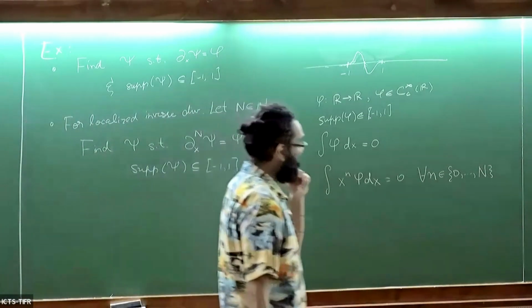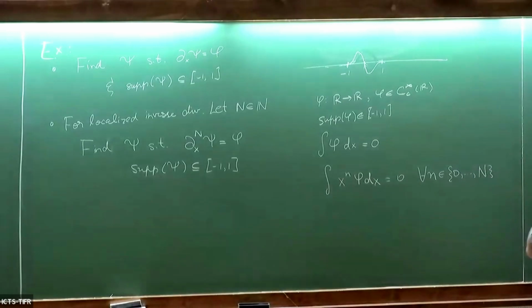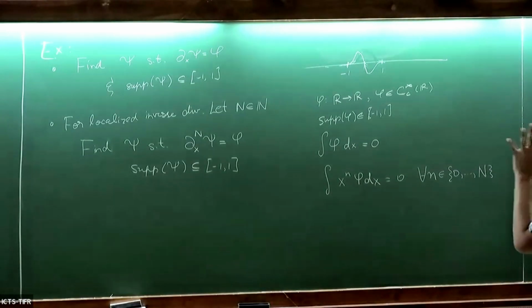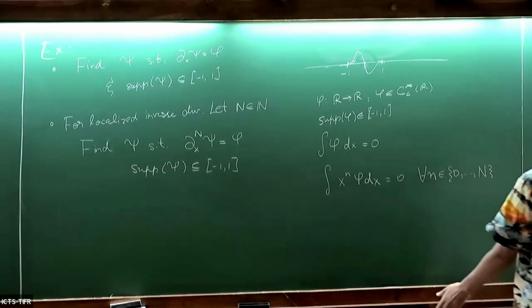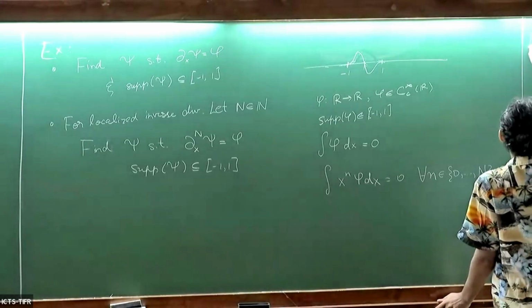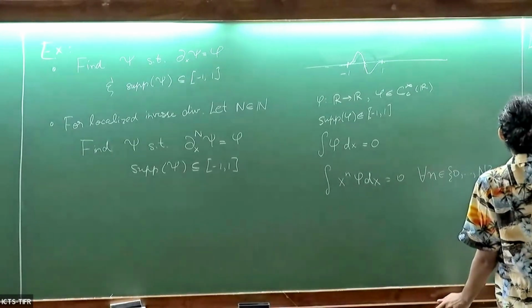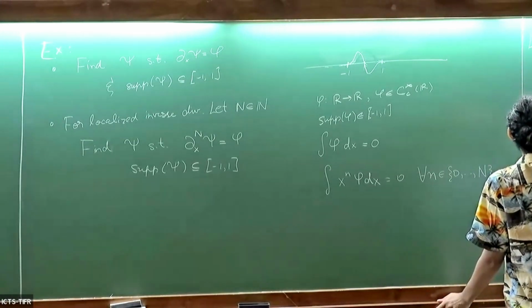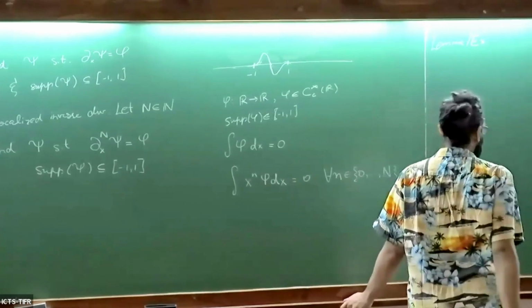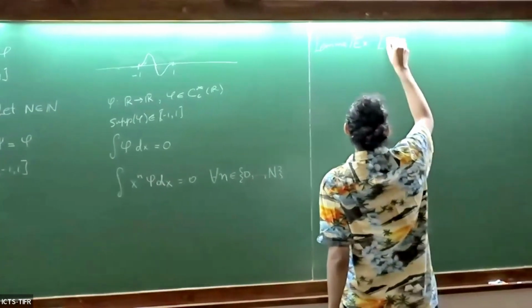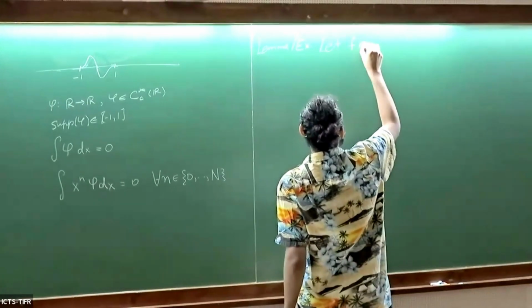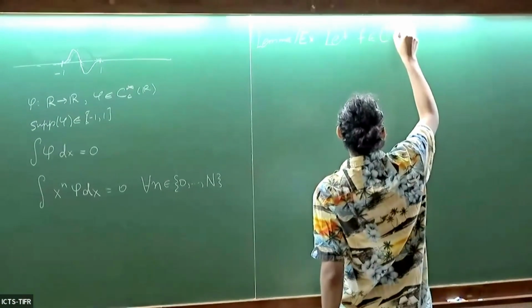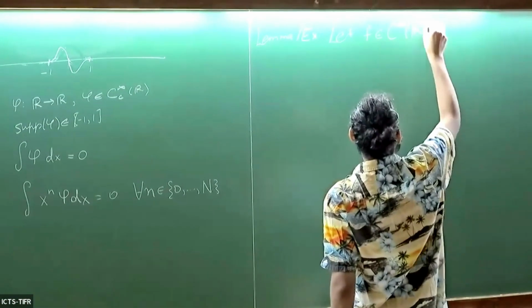All right. And now we are kind of going to use this in order to construct our inverse divergence. Okay. So for this, I'll call it a lemma/exercise. So let f be a smooth function on R2.